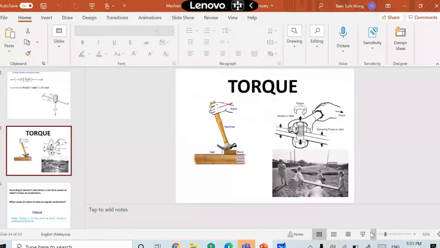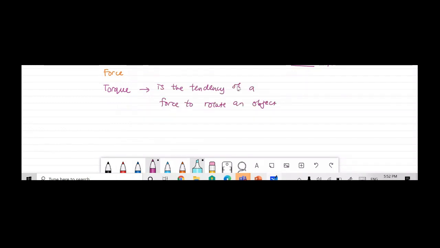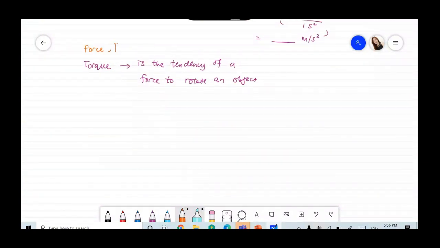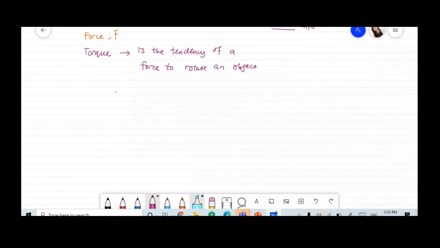Now next is torque. You can imagine torque as rotational force. In linear motion we have force, but in rotational motion we don't call it force, we call it torque. What is torque actually? Torque is the tendency of a force to rotate an object. For force we use the capital letter F, and for torque we use the symbol tau. Tau is a vector quantity, defined as r crossed with F.